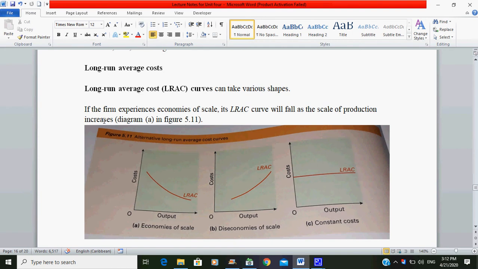So if the firm experiences economies of scale, its long run average cost curve will what? Fall as the scale of production what? Increases. Economies of scale is represented by diagram A. So the cost is coming from here down to what? Here. Good.